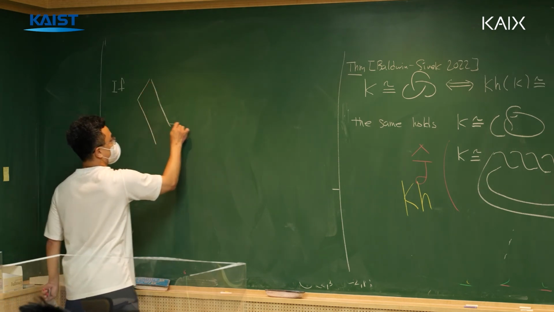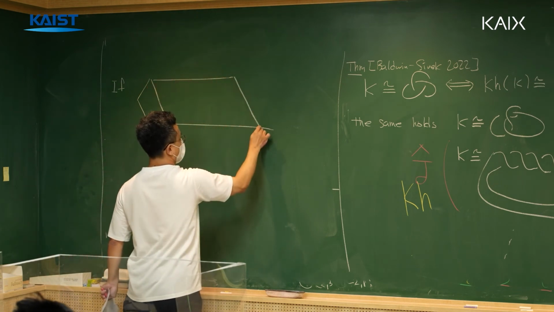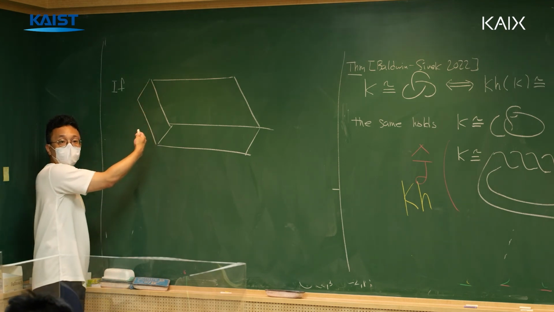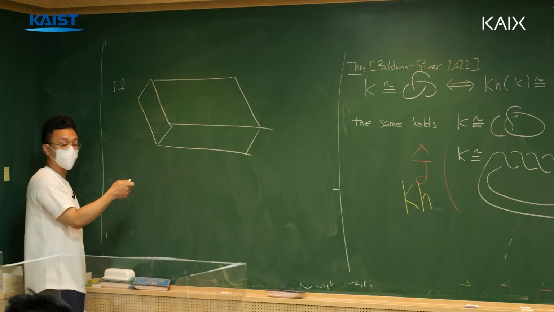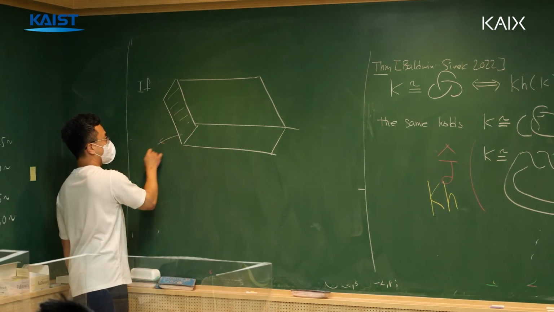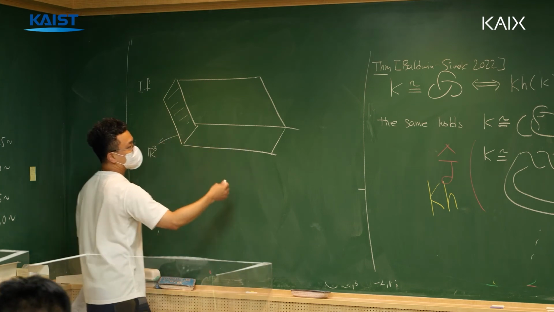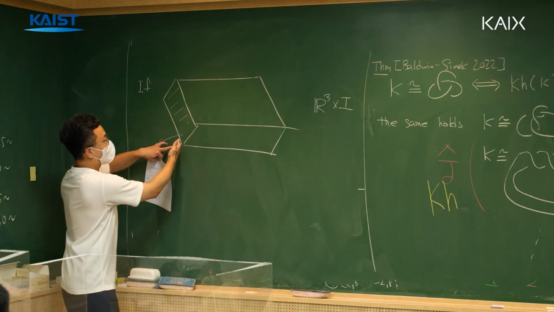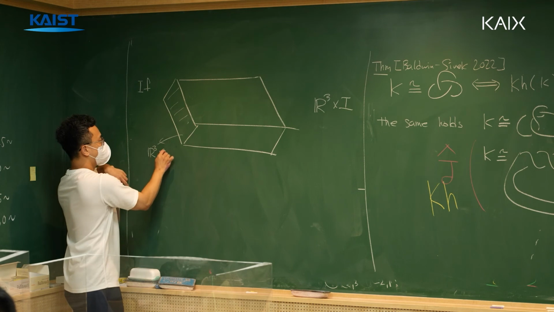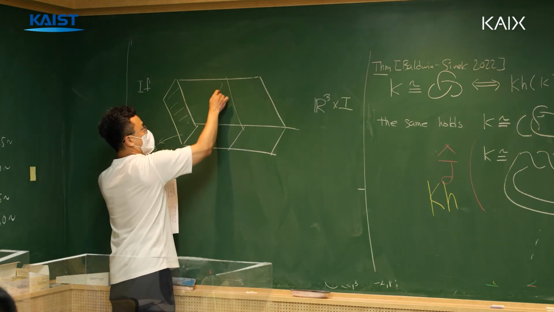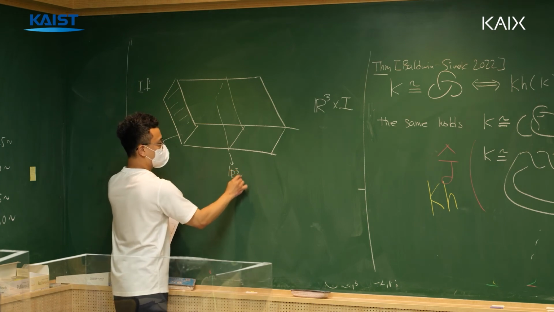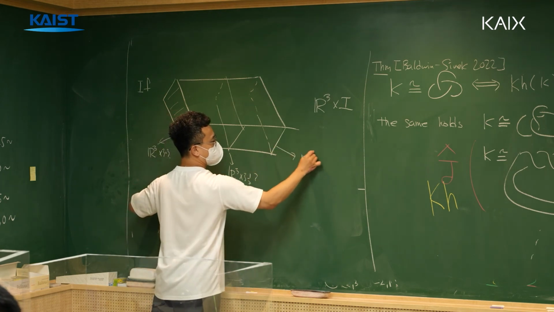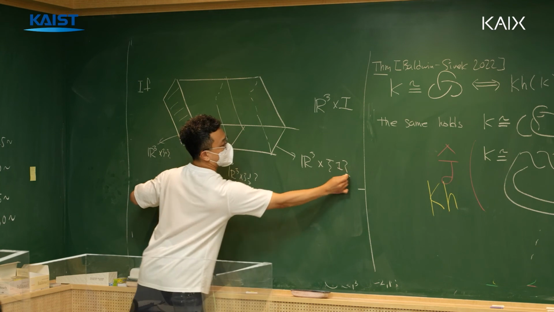Let's say I have this picture. Each slice, I'm going to think of it as R3, and this whole thing is R3 times the interval. So as you go further down, this is R3 times 0. In the middle, this is R3 times 1/2, and the last stage, think of it as R3 times 1.